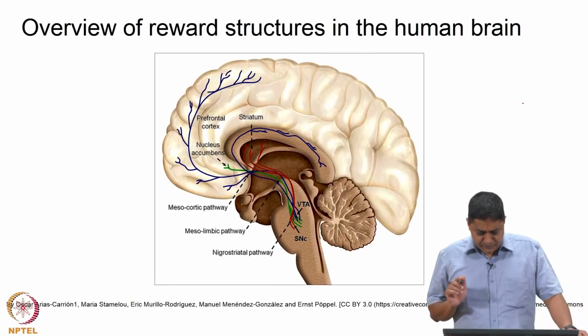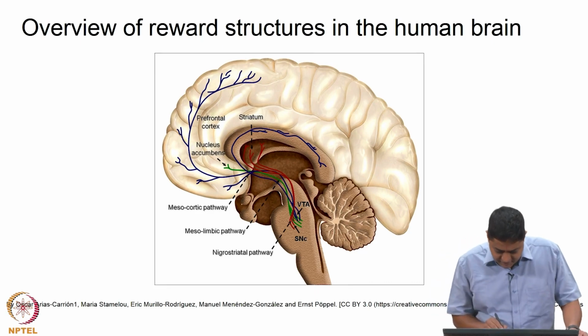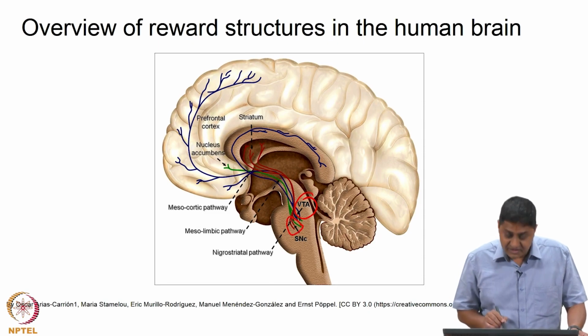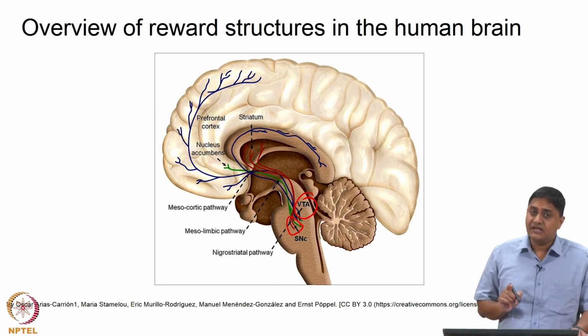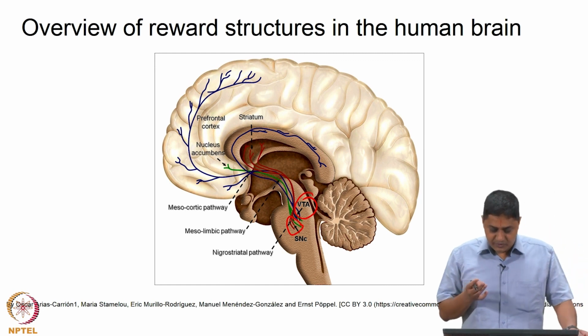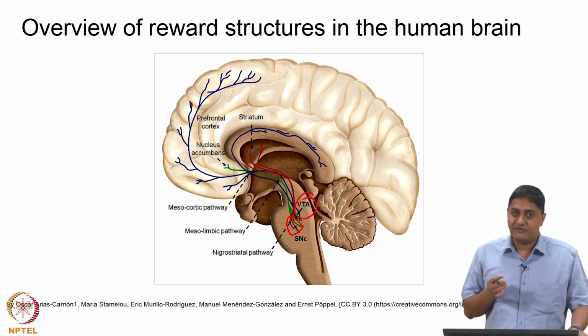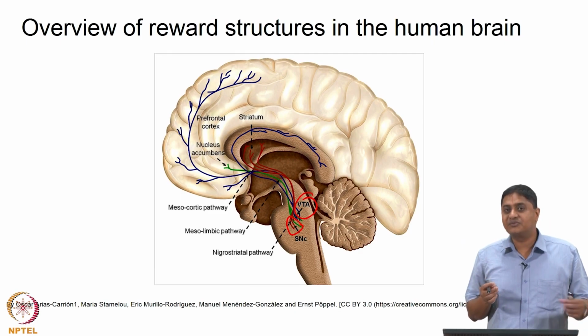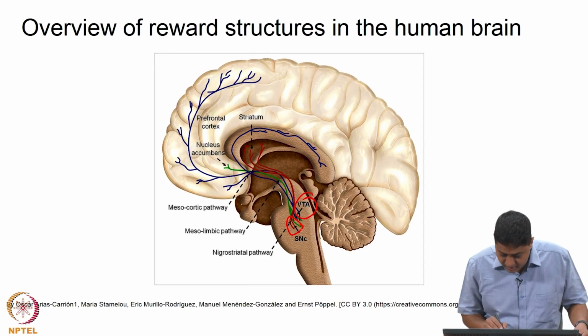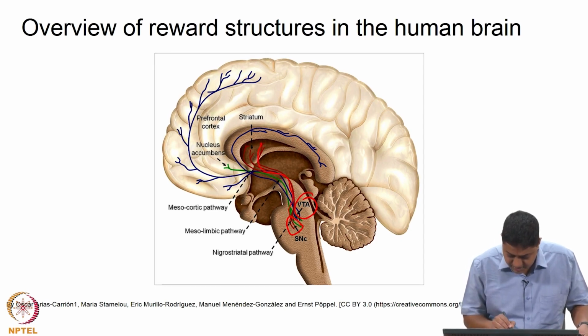So, let us remember, this is the ventral tegmental area, the midbrain, and this is the substantia nigra pars compacta. Let us remember that basal ganglia includes telencephalic, diencephalic and mesencephalic nuclei. So, essentially many parts from different areas of the brain constitute the basal ganglia together. Here are the dopaminergic neurons that project to the striatum.